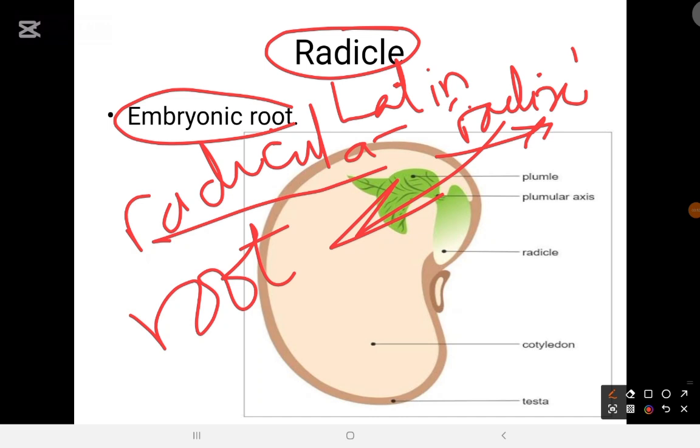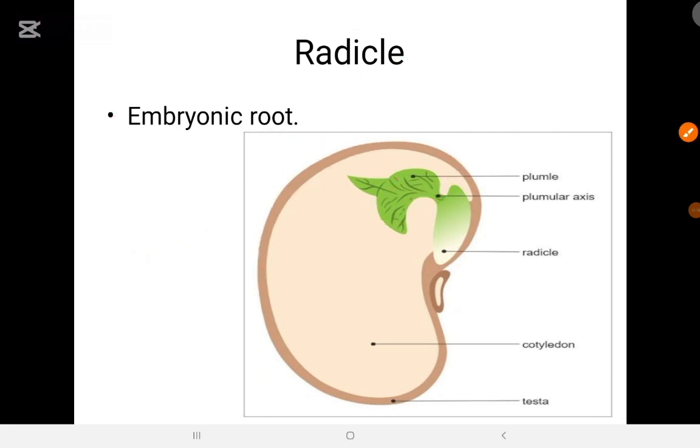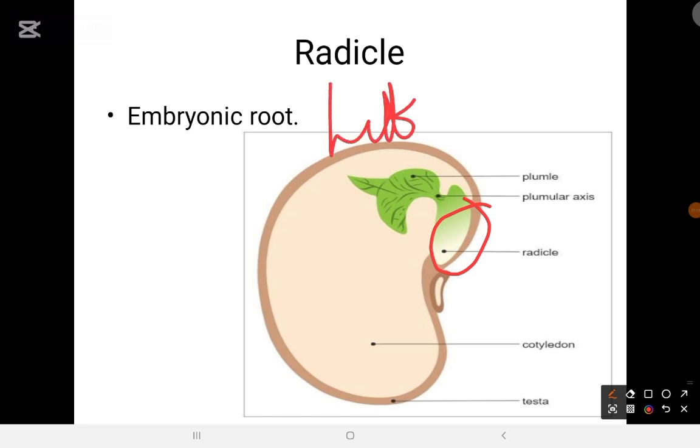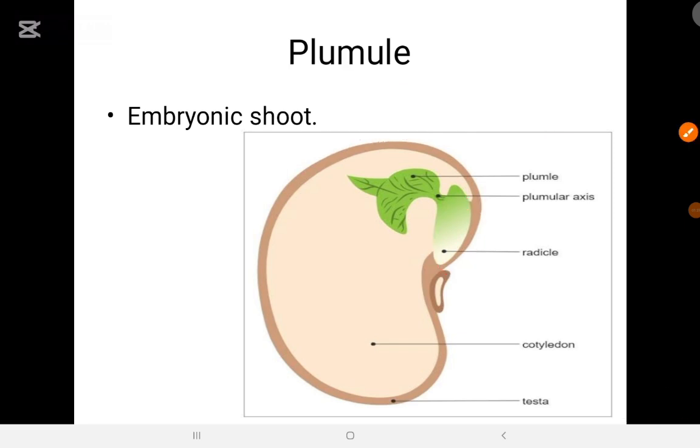In this diagram you're going to see this is the radicle here. It is the radicle that grows downward into the soil and anchors the plant. It becomes the root primarily. So it anchors the plant, and absorbs water and nutrients. Those are the functions of the root. We can literally call it little root, and it's the first part to emerge during germination.